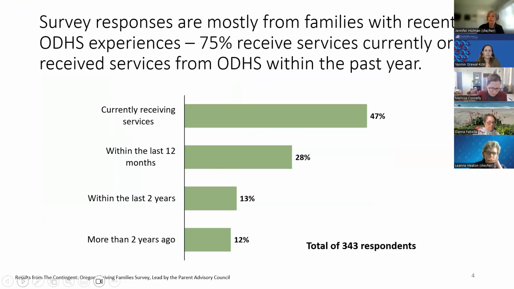So we got 343 folks responding to these surveys, and just under half of those respondents were currently receiving services from the Oregon Department of Human Services. And then an additional 28% have received services within the last 12 months. So we're really pleased to get that data from folks that are currently experiencing systems. I think that's one thing that our last presenter mentioned as being a really positive part of data collection, is when you have really recent and current information from folks.